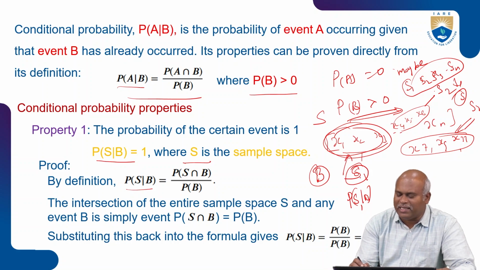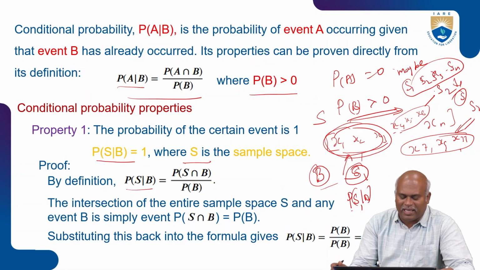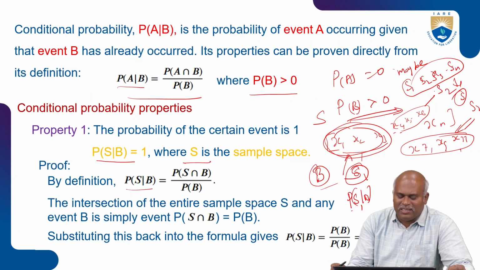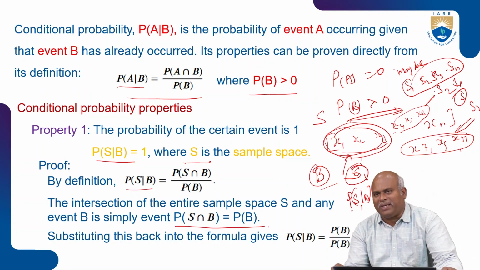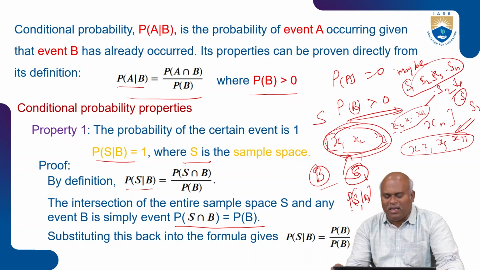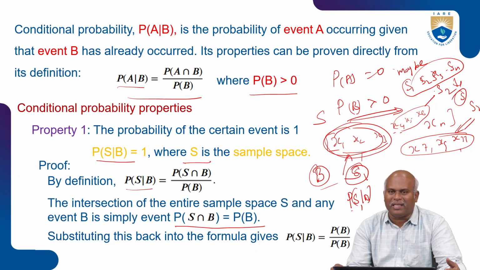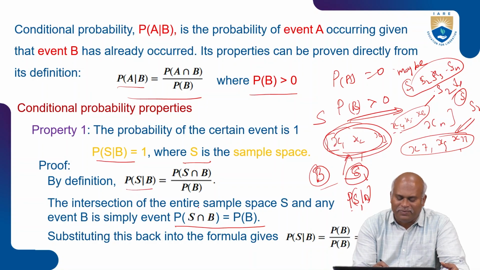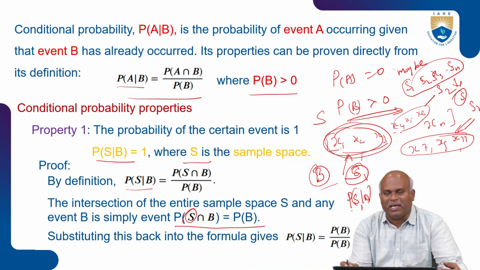Now what is that S? S is the sample space. The intersection of the entire sample space S and any event B is simply the event B. I write that the sample space intersection B is equal to P of B, where the probability is represented as P. Why? Because this sample is going to cover our entire event, that is x1, x2, x3 up to x of n.